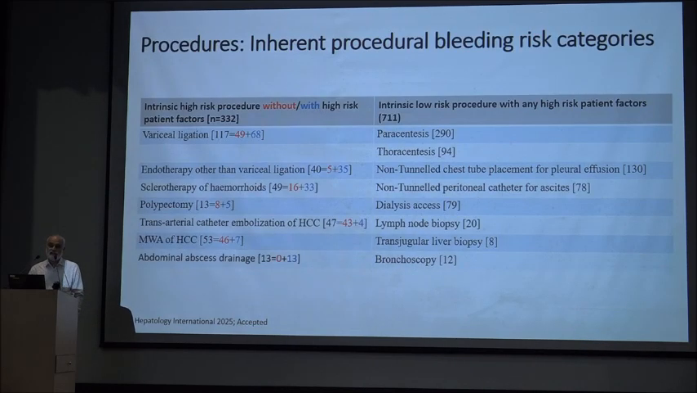So these were the procedures done. These were the two groups of procedures. Inherent high risk procedures with or without high risk patient factor, these were 332, and the other group was inherent low risk with high risk patient factor, 711. So variceal ligation, endotherapy, polypectomy, so on and so forth, paracentesis, thoracocentesis, lymph node biopsy, transjugular liver biopsy, etc.